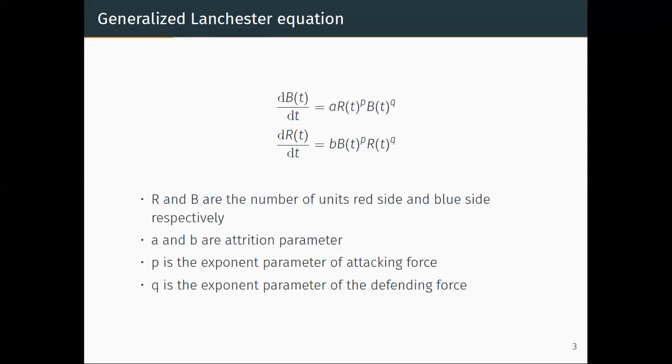Here in these differential equations, we have this A and B. We are calling them attrition parameters. If you look at the differential equation, you will see that the rate of loss of one side is proportional to the battle force. This attrition parameter is the proportionality constant of that. Now, what does it mean physically? What's the physical interpretation of that?